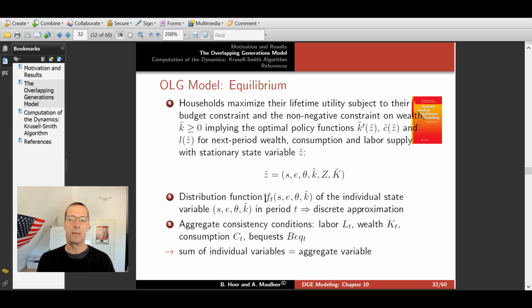We have a distribution function in period t of the individual variables s, e, theta, and k, which is described by f, and we will compute it. We again will use a discrete approximation, so we approximate the individual values k at 50 grid points.